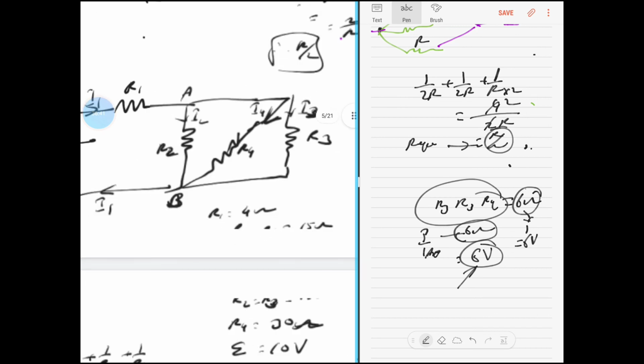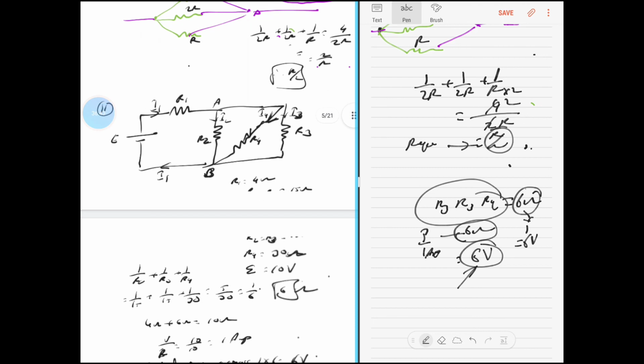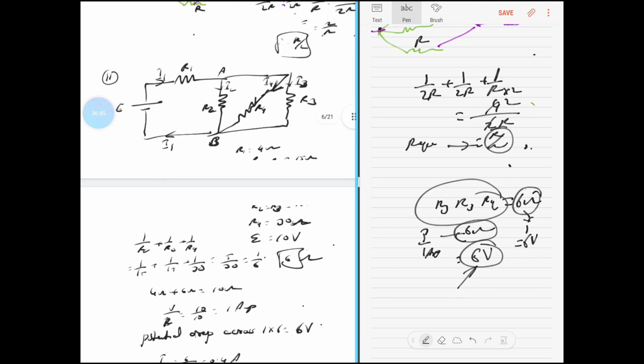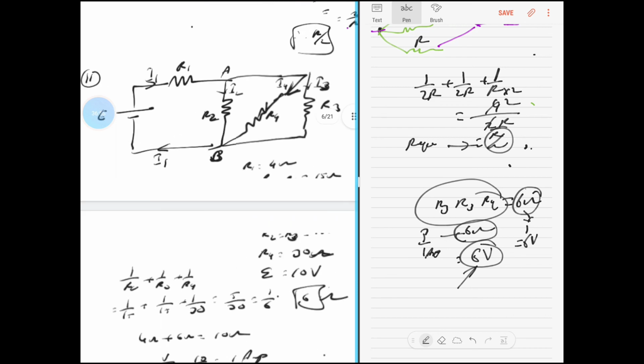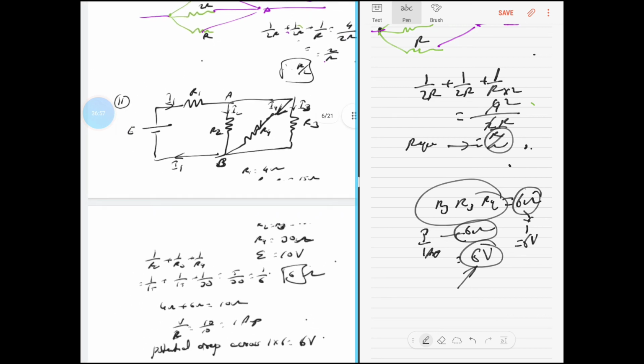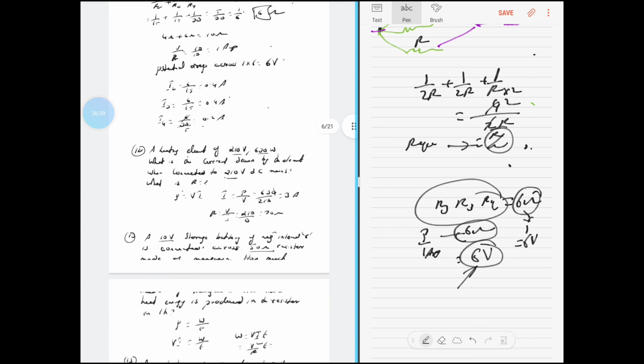What did I say? It was just 1 amp, is it? Yeah, 1 amp. The current that is flowing in initially is 1 amp. So the total resistance into total current will give me the potential, which will be the potential across R2, R3 and R4. Quite a tricky sum, okay? So make sure you're clear with this.